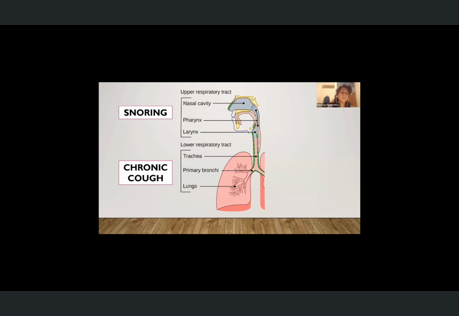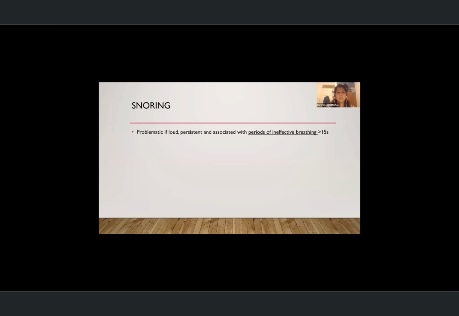So snoring really is only problematic if it's persistent, if it's very loud, and if it's associated with periods of ineffective breathing. And ineffective breathing can take the form of choking, gasping, or just irregular breathing patterns during the night.